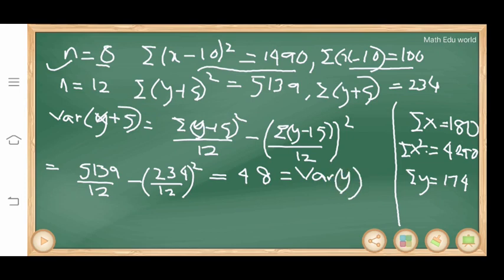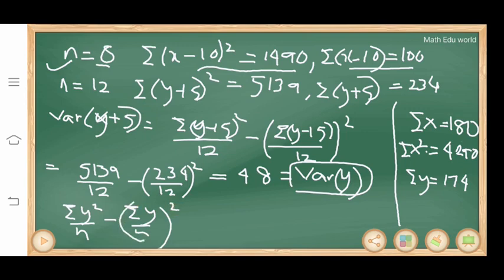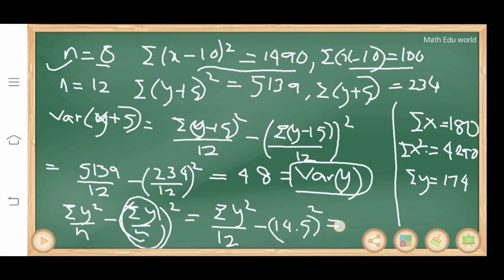which is the same as variance of y, because we know that variance of x is the same as variance of x minus a. So replace the value in the formula for variance of y. What's the formula for variance of y? Sigma y squared by n minus sigma y by n the whole square, which is sigma y squared by 12 minus sigma y by n, which we already found as 14.5, the whole square, which is equal to 48.